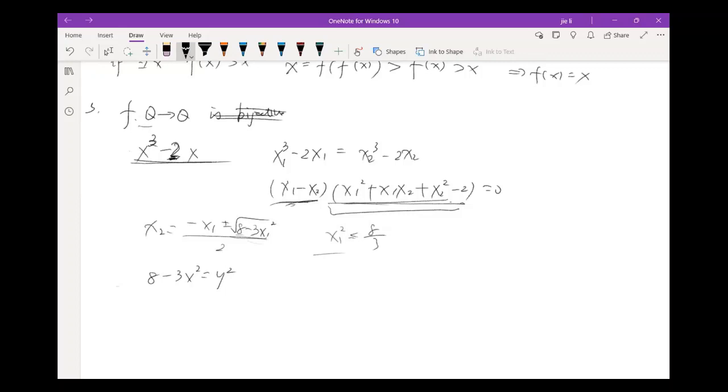I use x2, so 3x1. You let this x1 equal, say, a common denominator n over m, and y equal L over m. And simplify this one, you get the equation. The equation is what? 8m squared minus 3n squared equal L squared. This one is basic number theory. Easy to see, indeed, this has no solution. You just do a mod 3. Easy to see.